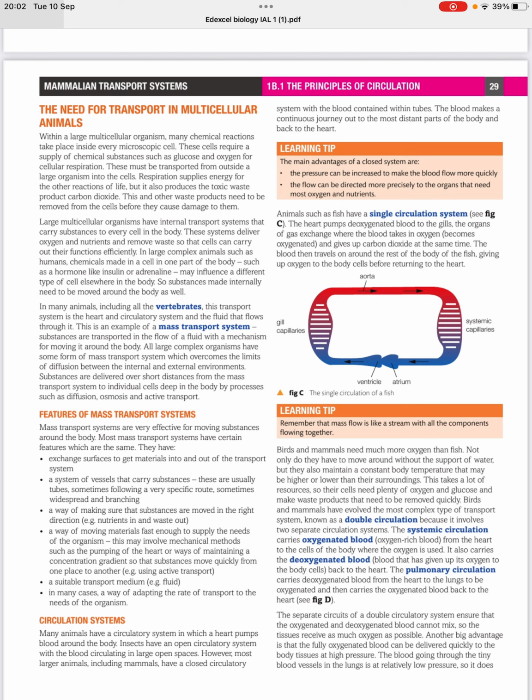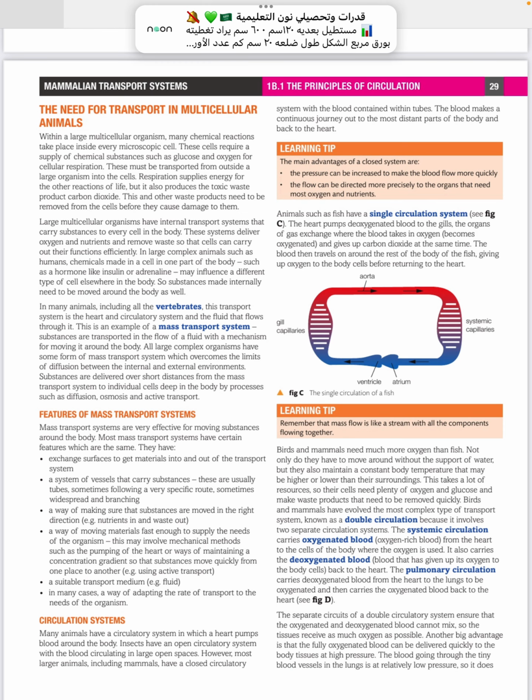These systems deliver oxygen and nutrients and remove waste so that cells can carry out their functions efficiently. As you know, there are organs that remove waste products, such as the kidneys and lungs. In large complex animals such as humans, chemicals made in a cell in one part of the body, such as a hormone like insulin or adrenaline, may influence a different type of cell elsewhere in the body.